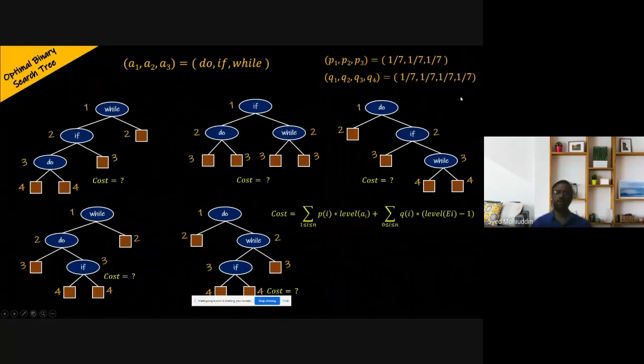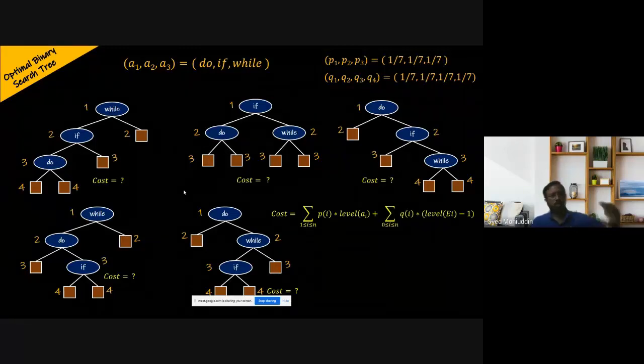What we are saying here is that the probability for all nodes of successful search as well as for all nodes of unsuccessful search is equal. Now we have to find the cost of all these trees. So we have 5 different trees that can be generated using these 3 nodes. Now here, the numbers beside the nodes represent the number of comparisons that are needed.